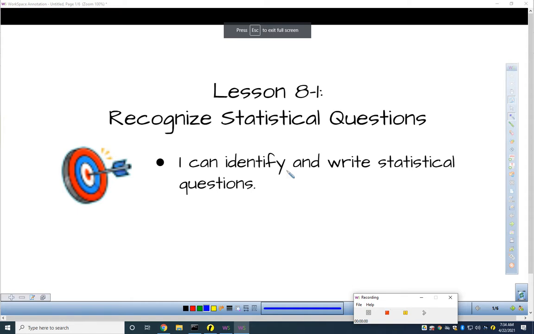Starting out topic 8, which is our statistics and data topic. The first thing we're going to talk about today is just recognizing the difference between questions that are going to give us statistical results and non-statistical questions. So that's our goal today, that I can identify and write statistical questions.